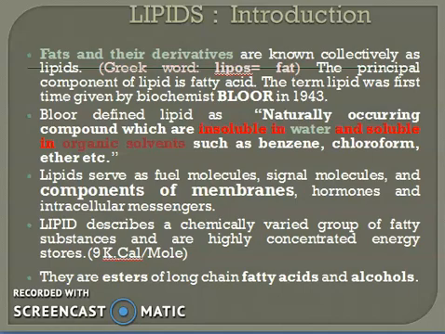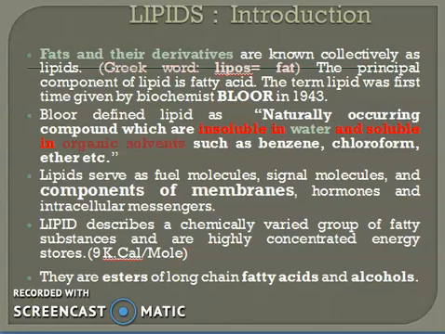Then intracellular messengers. Lipid describes a chemically varied group of fatty acid substances, and it stores energy. How much? 9 kilocalories per gram. Okay. They are esters of long chain fatty acids and alcohols. Many definitions give you like this: lipids are the esters of long chain fatty acids and alcohols. Okay. So this is all about the introduction to lipids.